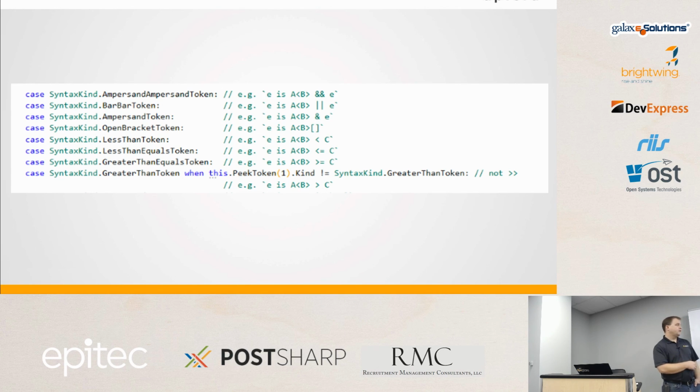Yes. So we could have a case of syntax kind dot greater than token without the guard. So we could have another one of these that might be evaluated if this evaluated to false. Good question.